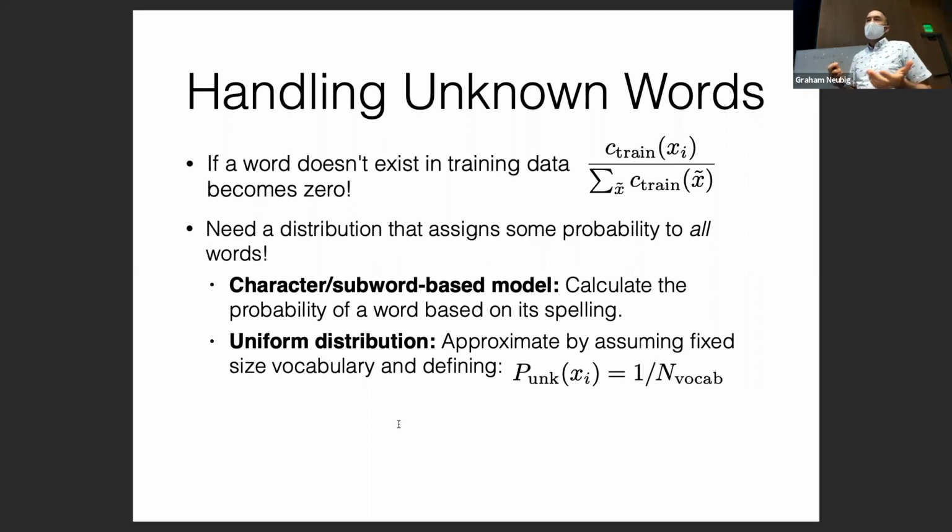The problem with this is actually there isn't a fixed vocabulary in English. We can create new words all the time. Pick your favorite startup company or any other new word that enters the English language. But anyway, if we just assume, hey, there's 1 million words in English, we'll set n vocab to be 1 million and divide by that.